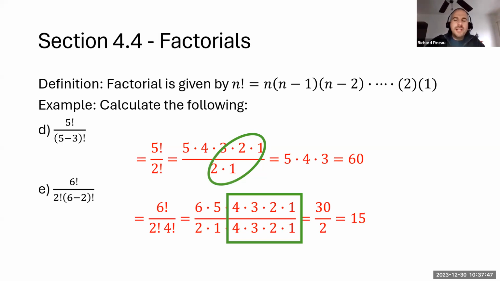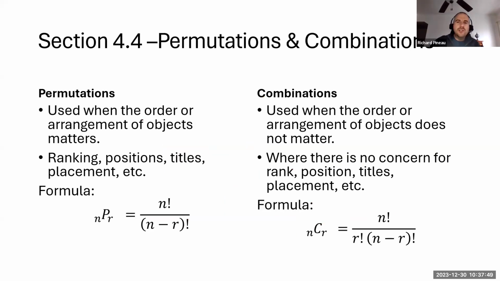You might be wondering, why am I presenting these strange expressions? That's because you're going to see them explicitly listed in the permutations and combinations that we're looking at here. So when do we use each? Permutations are used when the order or arrangements of objects matters. This means things like ranking, positions, titles, placement, etc., where we care about the order. And you'll notice the formula, nPr.